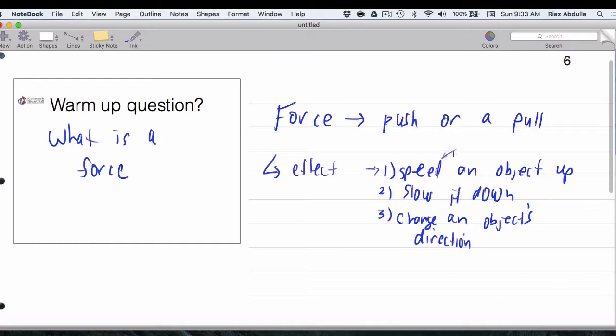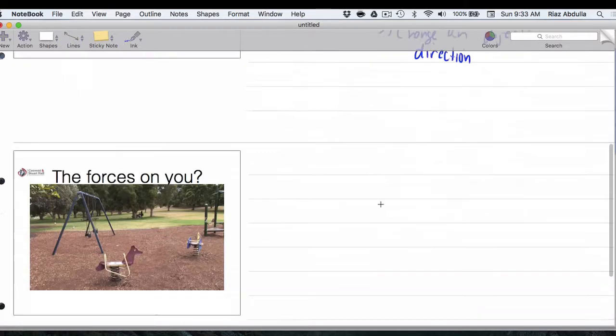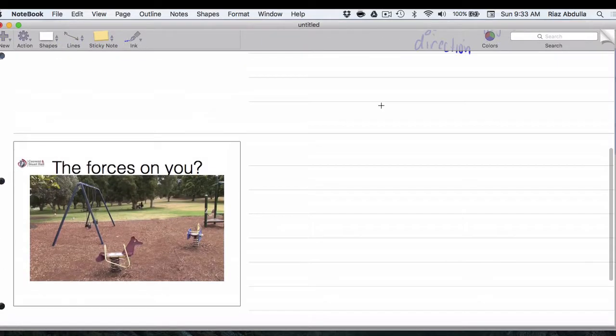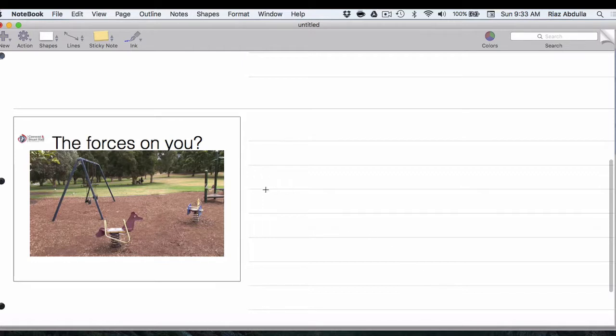And again, getting an object moving is a case of speeding it up. Stopping an object is an example of slowing it down, so that's why I didn't include those two here. And then we watched a little video on what are the forces on you, and of course we had our little Canadian dude living in Australia. And we made it clear that when you want to represent the forces on a person, we do two things. And this is what I'll call the basics of free body diagrams.